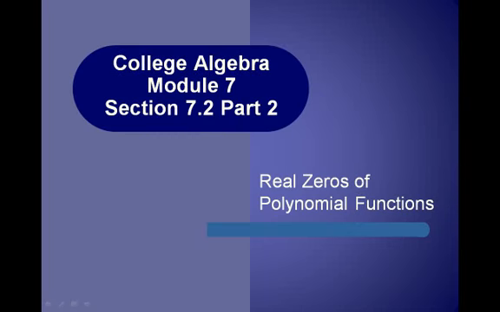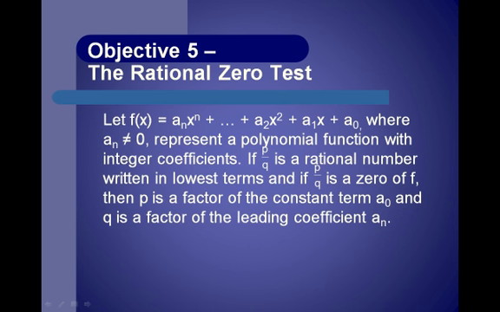College Algebra, Module 7, Section 7.2, Part 2. This is a continuation of Module 7, Section 7.2. Objective 5, the rational zero test.